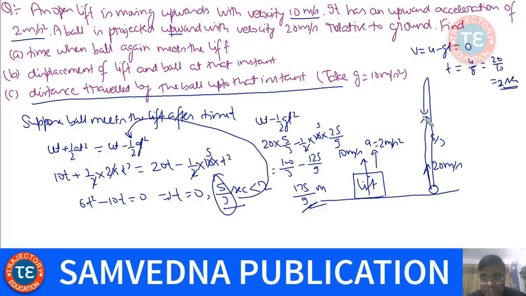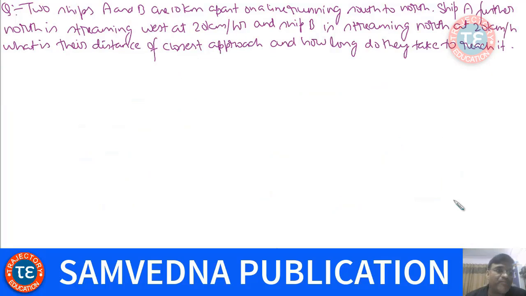It reaches the highest point in 2 seconds, but the ball meets the lift in 5 by 3 seconds only, which is less than 2. That means the ball is meeting the lift in the upward journey. So I can say it doesn't reach maximum height. It meets the lift before reaching maximum height, so it meets the lift in the upward journey and not in the downward journey. So in the upward journey, the distance and displacement are going to be the same, that is equal to 175 by 9.